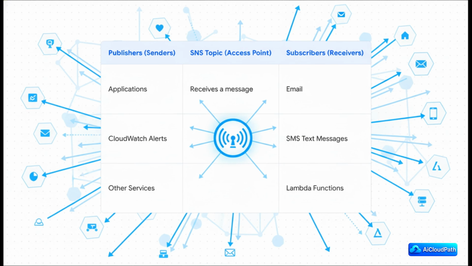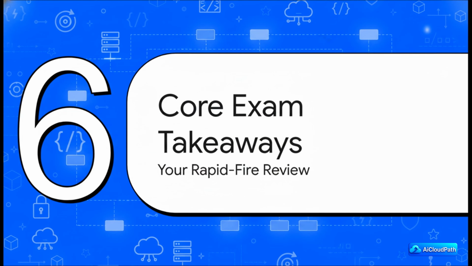And as you can see here, a publisher can be pretty much anything. An application, a CloudWatch alarm, another AWS service. It sends just one message to an SNS topic. That topic then acts like a fan, pushing that message out to all of its subscribers at the same time. And those subscribers could be an email address, a text message, or another part of your application, like a Lambda function.